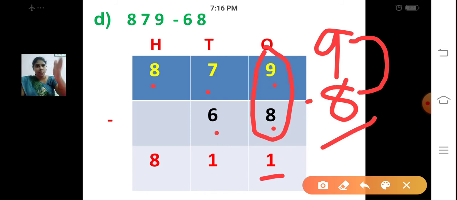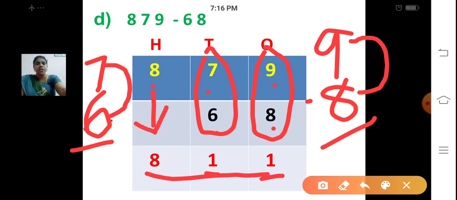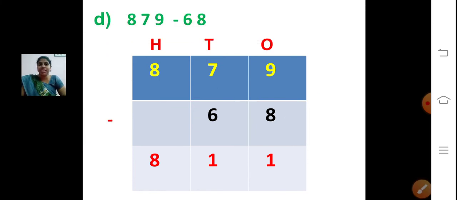First we subtracted the ones place. Then we moved to the tens place. Let's subtract the tens place. 7 minus 6. 7 tens minus 6 tens. Start from number 6. Count forward till you reach 7. After 6, 7. So 1. 7 tens minus 6 tens is 1 ten. Write it down. Now bring down that hundreds, 8. So the answer is 811. When you subtract 68 from 879, the answer is 811.